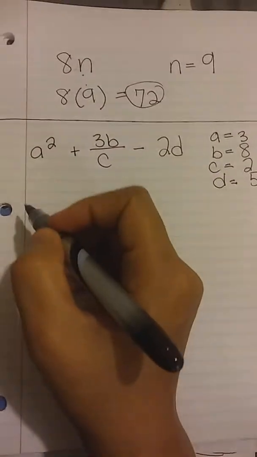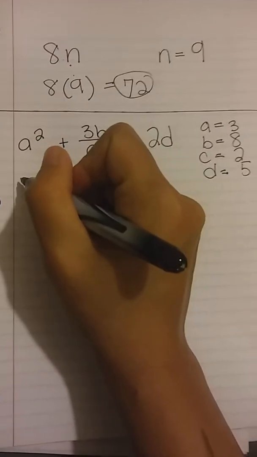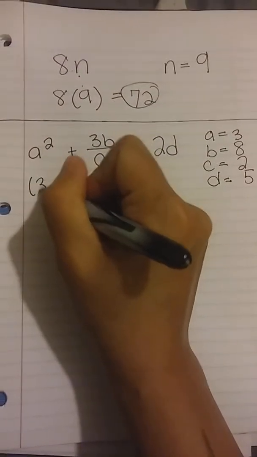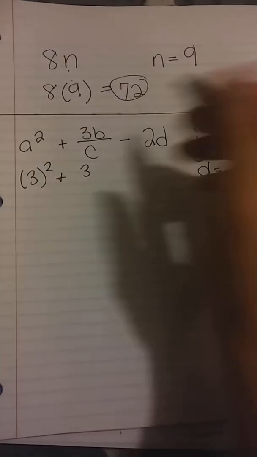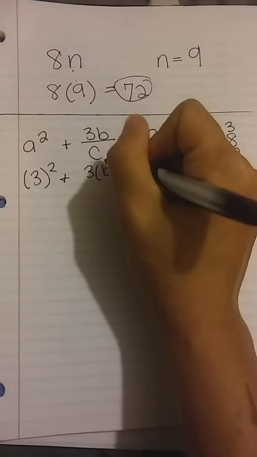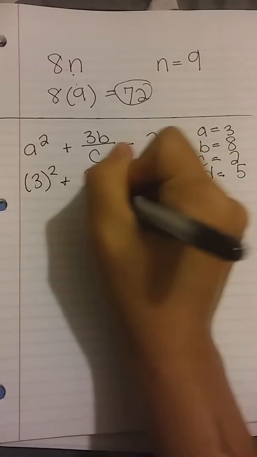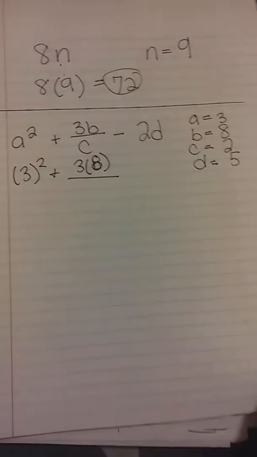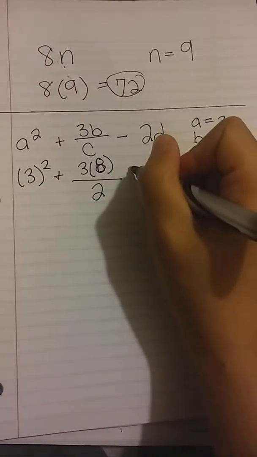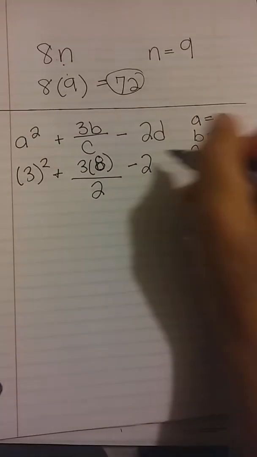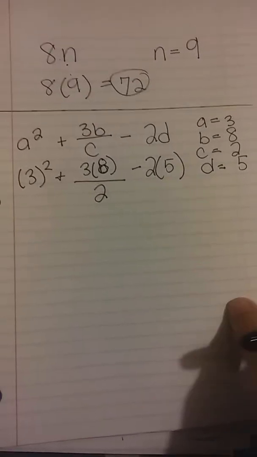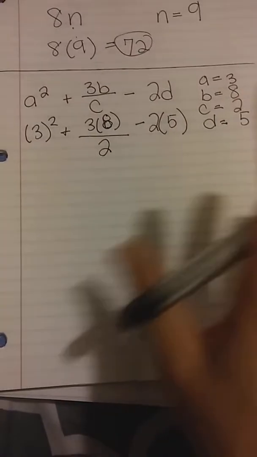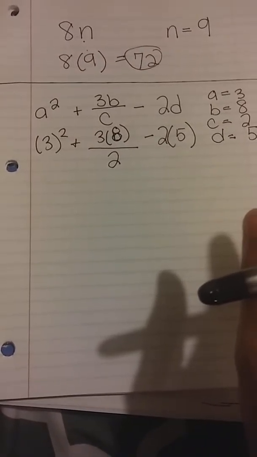So we have a squared. So a is going to be 3, as it states over here. 3 squared plus 3b, which is 8. I'm sorry, that should be an 8. Over c, which is 2. Minus 2d, which is 5. Okay? And then from here on out, just go ahead and simplify everything.